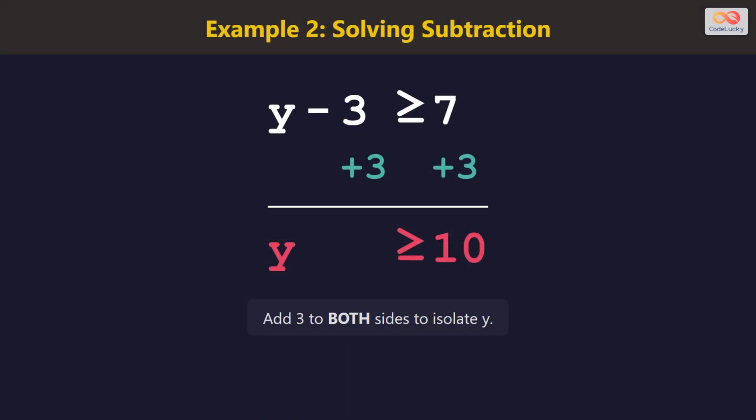Here is a subtraction example. y minus 3 is greater than or equal to 7. To isolate y, we need to undo the minus 3. The inverse is adding 3. We add 3 to both sides. 7 plus 3 is 10. So, our solution is y is greater than or equal to 10.